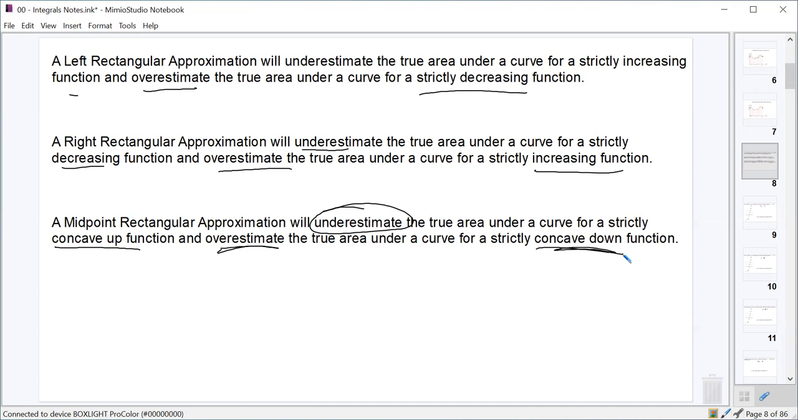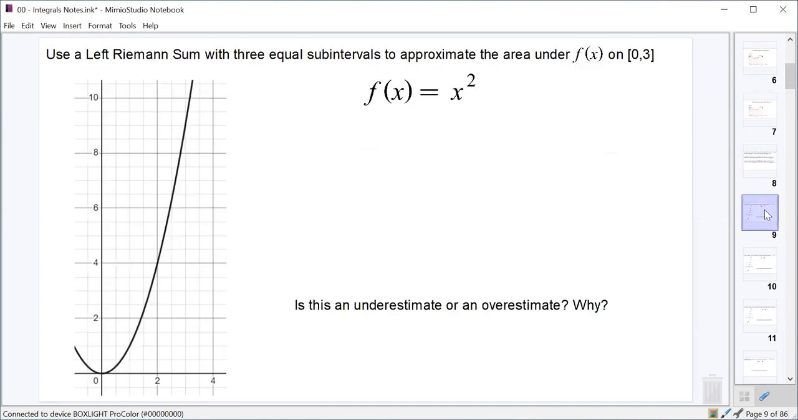So we're going to just quickly go through and apply this to see if we can approximate the area underneath f of x equals x squared on the interval from 0 to 3. We're going to do it with a left, a right, and a midpoint approximation. And then we're going to determine if it's an under or an overestimate for each one.